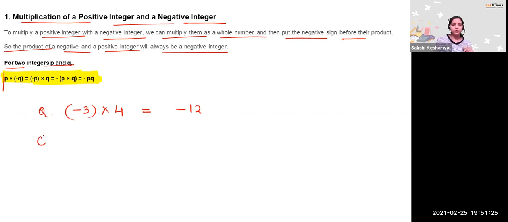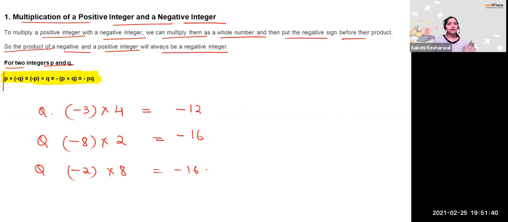That's it. Now if I say multiply minus 8 into 2, what will be your answer? 8 into 2 is what? 16. Put the negative sign. Now, if I say multiply minus 2 into 8, so it will be what? 2 into 8 is 16, and put the negative sign. That's it. That's a multiplication of a positive integer with a negative integer, right?